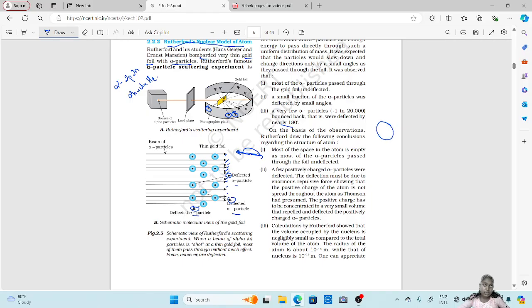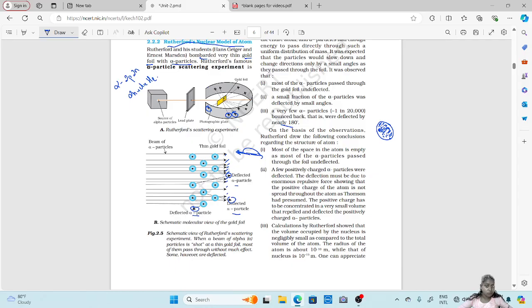What Thomson said is that the atom is entirely covered with an evenly distributed positively charged thing, and then there are some electrons present in it, right? This is what Thomson said. But when Rutherford performed this experiment, it was proved that it is not like this. So what conclusion did he make? He concluded that most of the space in the atom is empty. He said it is not like this.